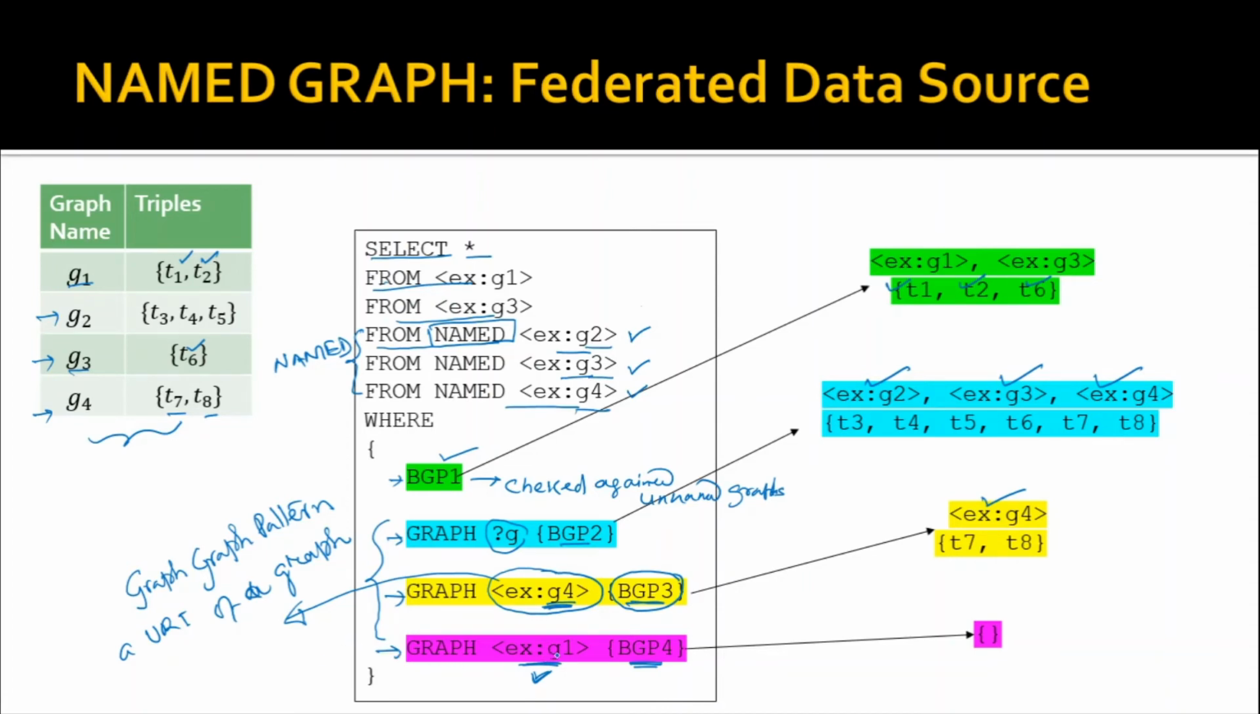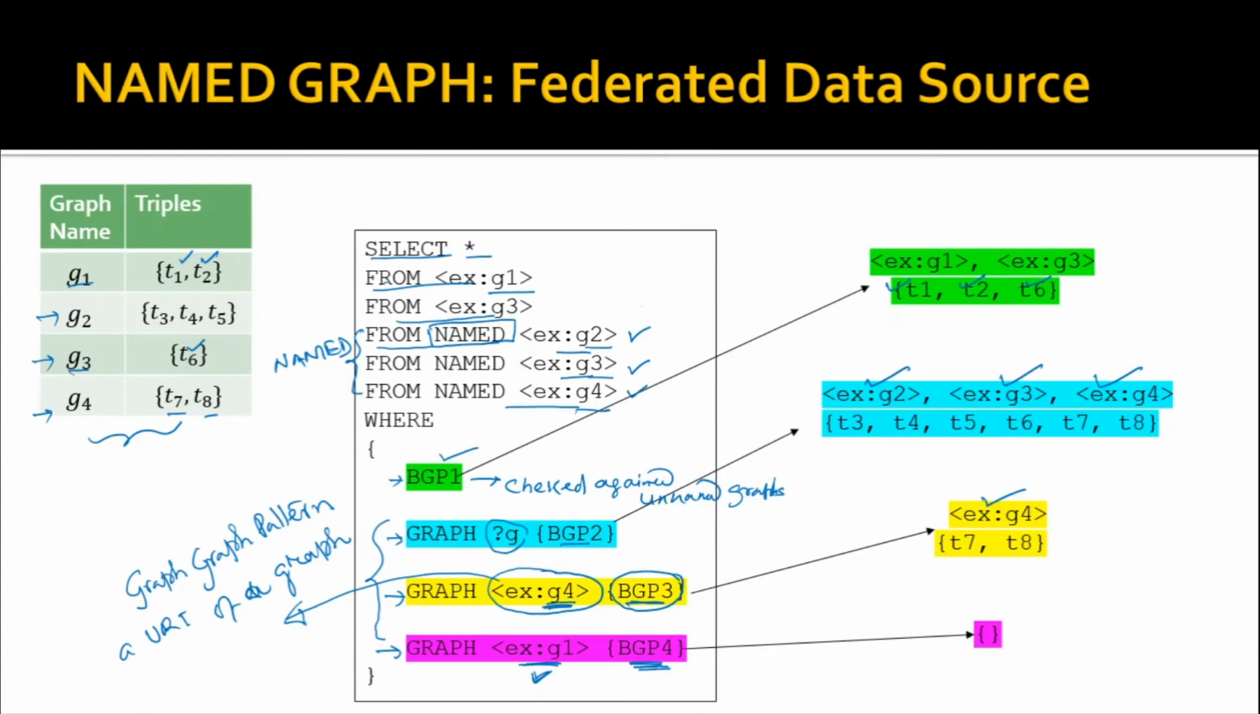So that means that G1 should be a named node, which is not the case here, because this G1 is not a named graph; it is not following this from named command, right? So it will not be available to be checked against BGP4. That's why there will be no triple against which BGP4 can be checked. So these are all the possible patterns you can have concerning the named graph or simply from graphs, right?